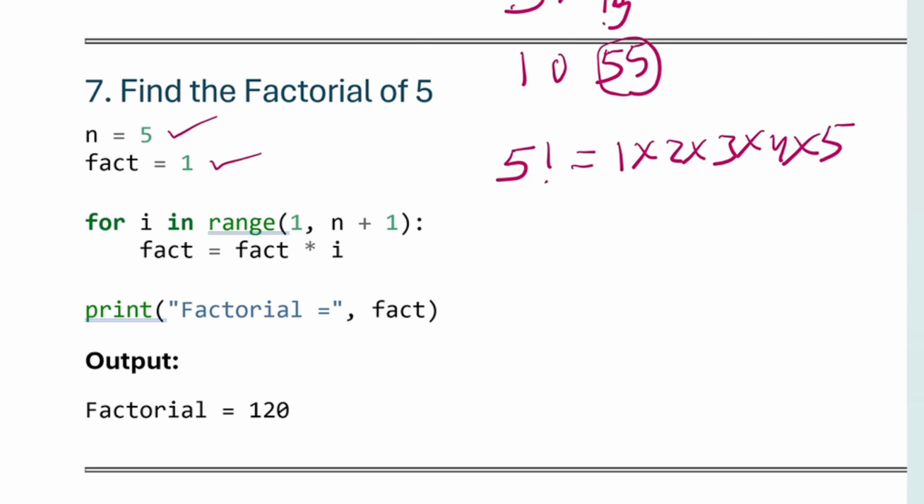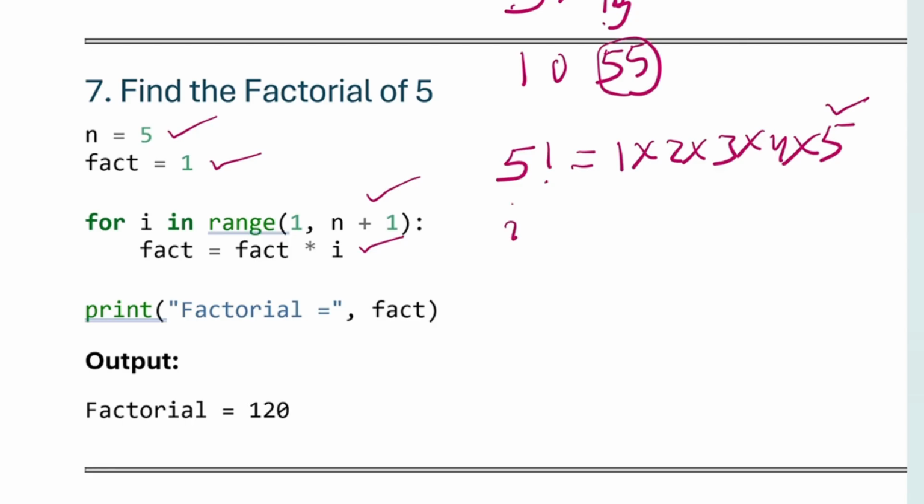Fact equal to 1. The initial value of fact is 1. Fact is a variable, n is a variable. For I in range 1, n plus 1. Why n plus 1? We have to multiply up to n. So we will take n plus 1. We have to multiply from 1 to n, so we will take the range n plus 1. Fact equal to fact into I. We have to write fact equal to fact into I.